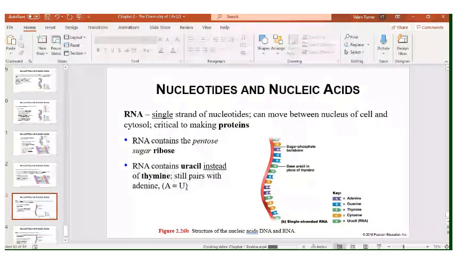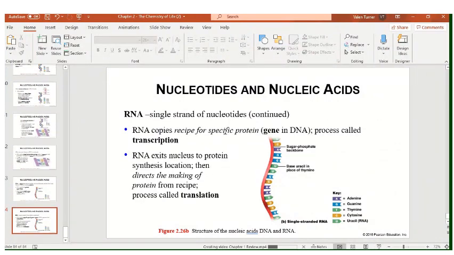Now, RNA, remember, it does not have thymine. Instead of thymine, it has uracil. So when we talk about how bases come together, instead of having adenine bind to thymine, because there's no thymine, it will bind to uracil. All right, guanine will still bind to cytosine. And again, RNA helps tell you how to make a single protein. It doesn't tell you how to make all your proteins.